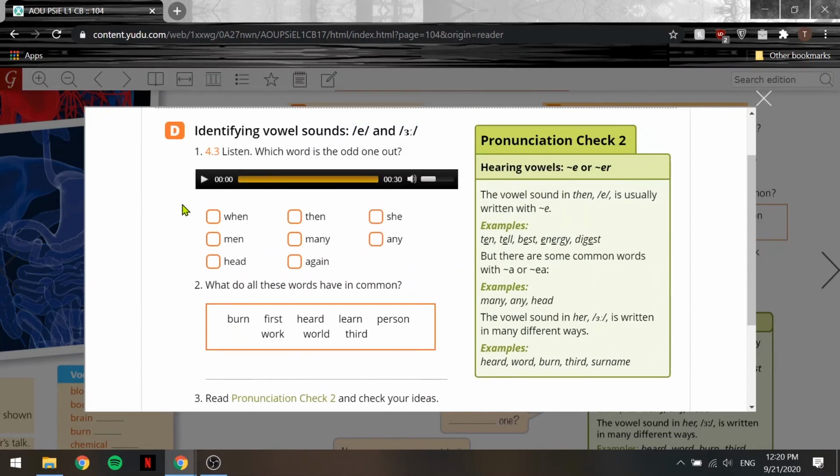Okay, so as you can see, the only difference between all of them is that she actually has that E sounding vowel, that long E, while the others do not. So you have when, then, men, many, any, head, again, and then you have she. Okay, so she is the odd one out.